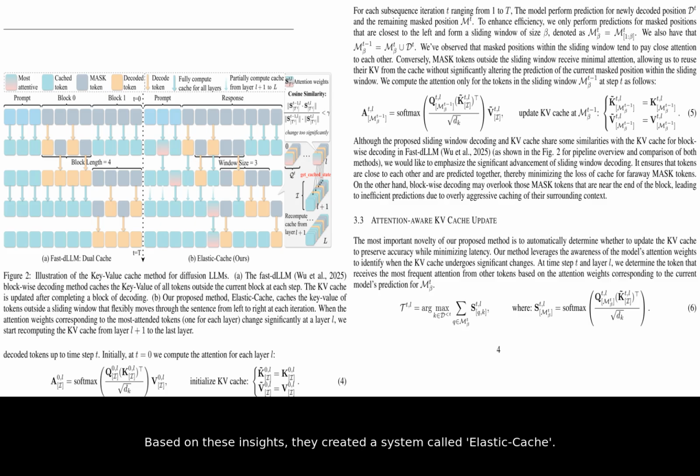Based on these insights, they created a system called Elastic Cache. Think of it as a smart resource manager for the AI's brain. Instead of recalculating everything, Elastic Cache reuses the information from the stable, shallow layers. It then uses that most attended token as a trigger to decide when to update the deeper, more complex layers. This means it only does the hard work when it's absolutely necessary, saving a huge amount of time.